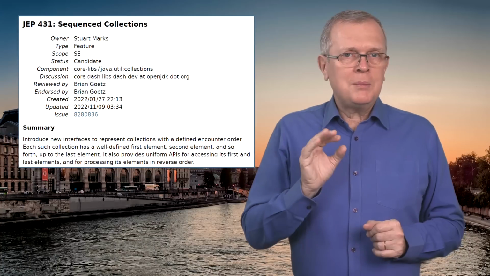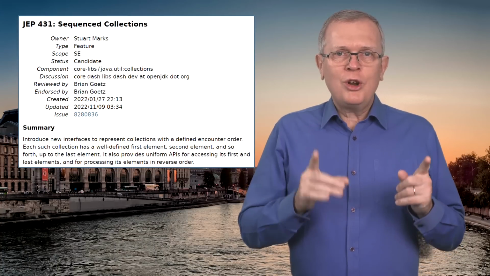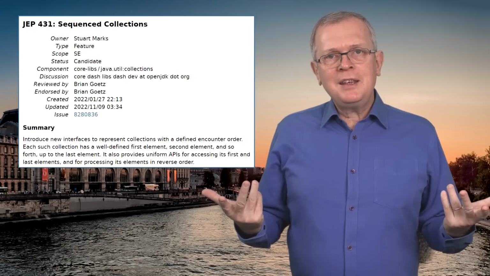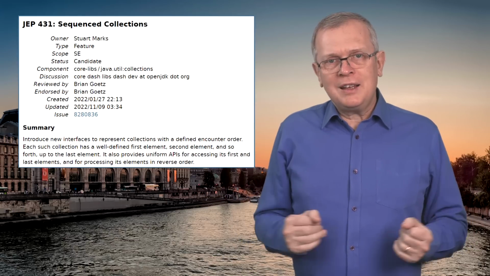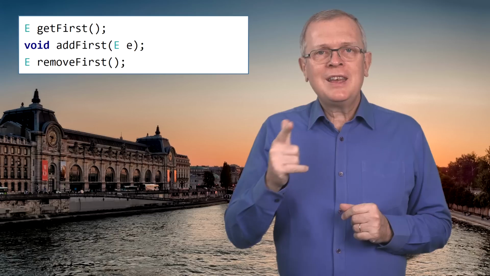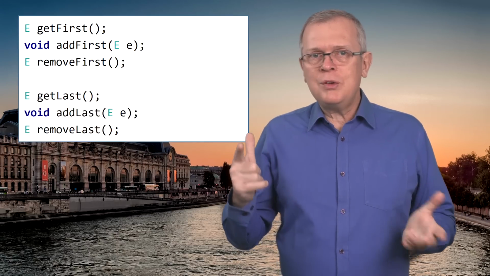This time it's about bringing a new interface called SequencedCollection<E>, with methods specific to collections that have a defined encounter order. You may be thinking that List<E> already does that, but in fact it does more. It also gives indexed access to the elements of the collection. SequencedCollection does not. So SequencedCollection gives you getFirst, addFirst and removeFirst, and the same for the last elements, getLast, addLast and removeLast.